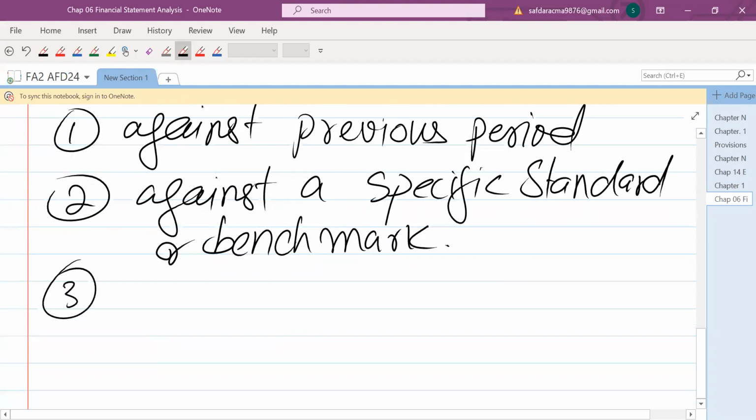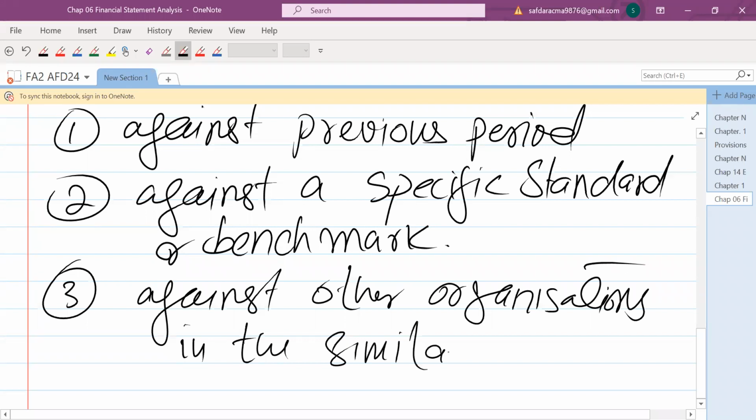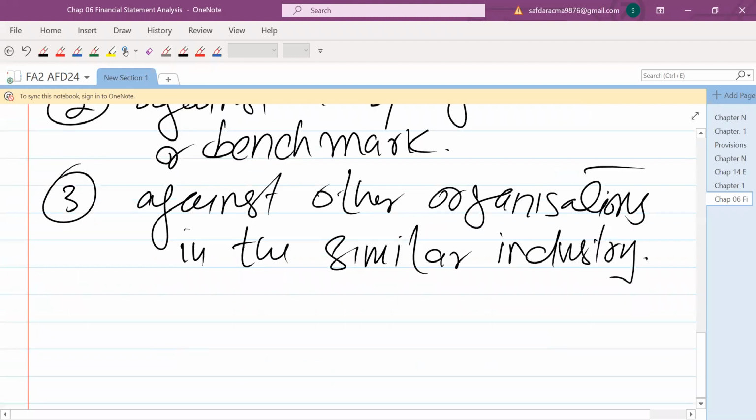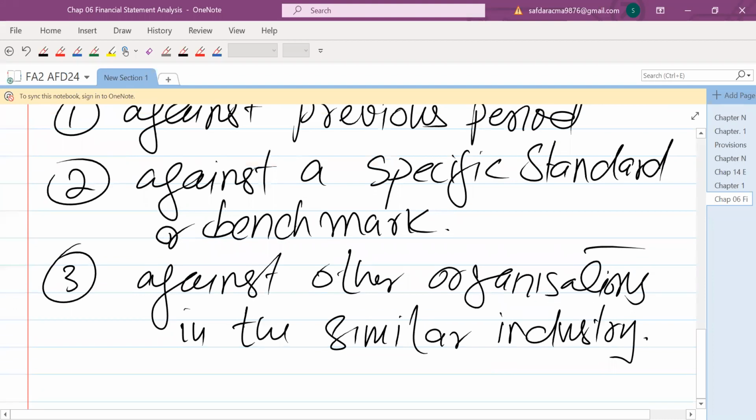Number 3, against other organizations in the similar industry. For example, if we want to evaluate the performance of Abyssinian University, then it can be compared against a city university or Sarhad University, the same type of universities in the private sector. So that is called evaluating the performance of the organization.